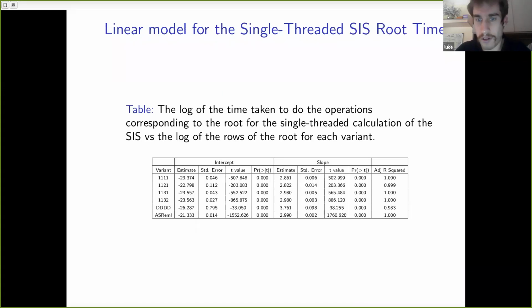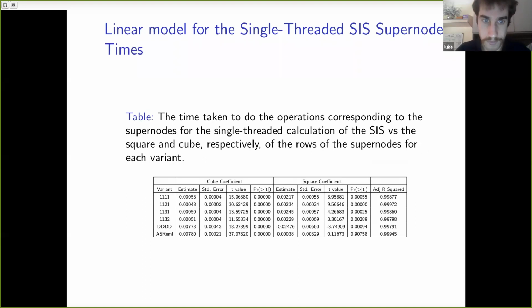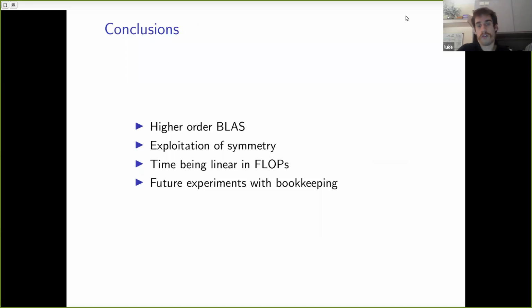Once again, we plotted the log times versus the log of the root time versus the log of the rows of the root. Once again, model fit is very good. It's interesting that the DDDD variant is actually so bad that it was almost to the power of 4. But the point is that the time is roughly linear in terms of flops as we expected. And then for the supernodes as well, same thing. And finally, conclusions.